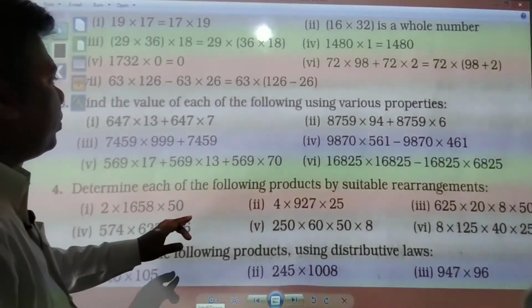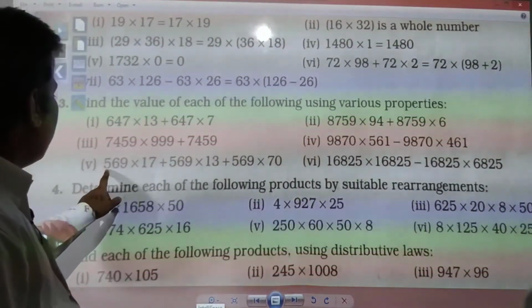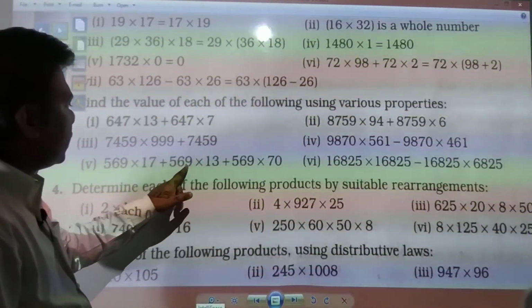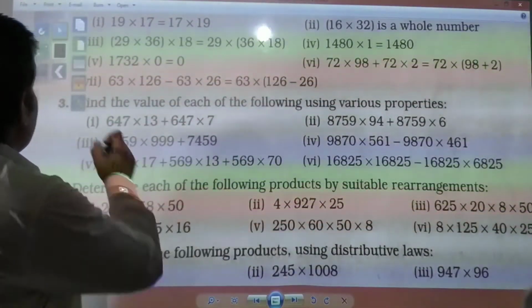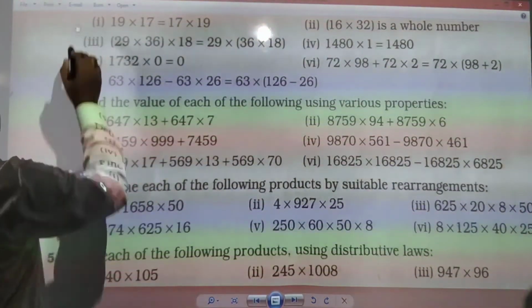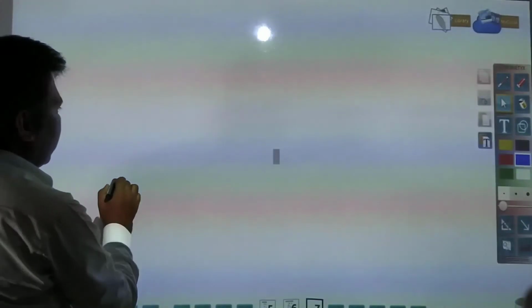Next you see 569 into 17, 569 into 13 plus 569 into 70. How is it to be done? The same thing is required to be done. Common you need to find out.